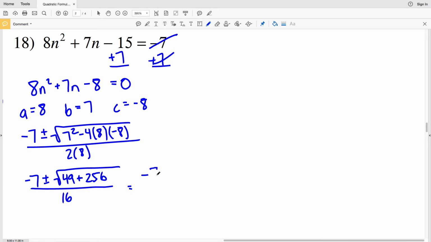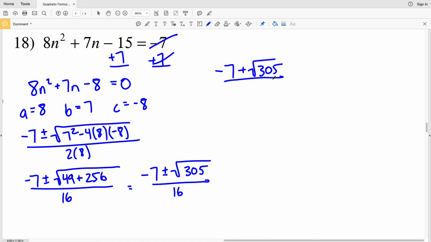So we'll have negative 7 plus or minus the square root of 49 plus 256, which equals 305, divided by 16. And I can't simplify the square root of 305, therefore my solutions are simply negative 7 plus the square root of 305 over 16 and negative 7 minus the square root of 305 over 16.